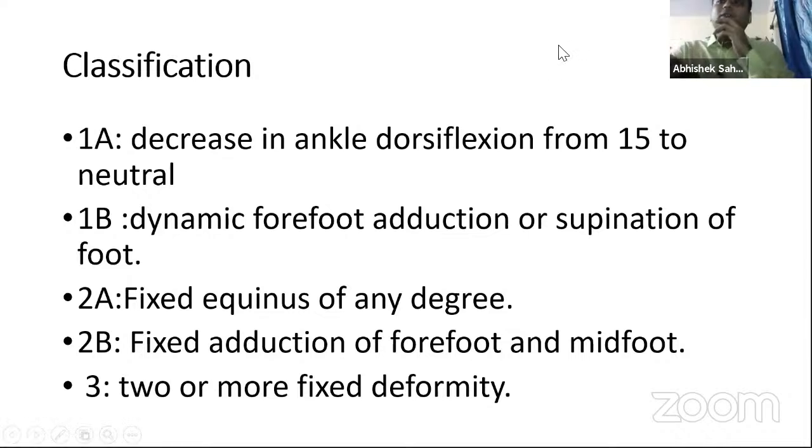So here, the classification that we are seeing is first what are the deformities that we see. 1A: decrease in ankle dorsiflexion from 15 to neutral after the treatment had achieved a normal dorsiflexion. 1B: forefoot adduction has again come up. 2A: we have fixed equinus of any degree. 2B: fixed adduction, and 3 is two or more deformities. So this is something very generalized, just so that we can have a normal discussion on this.